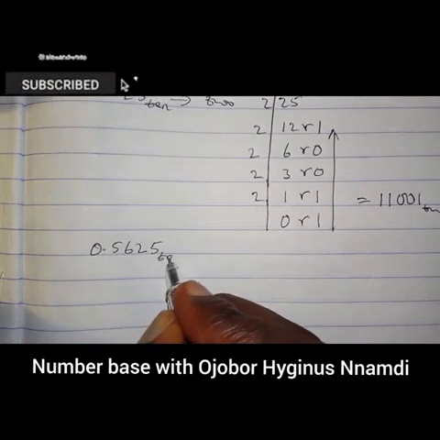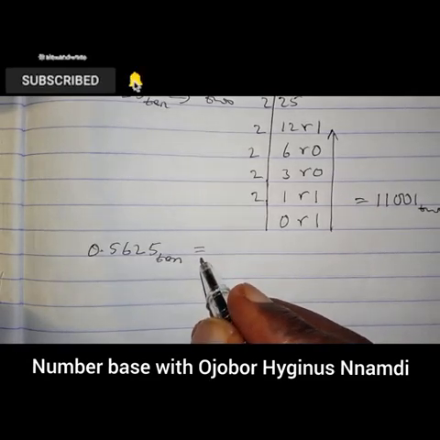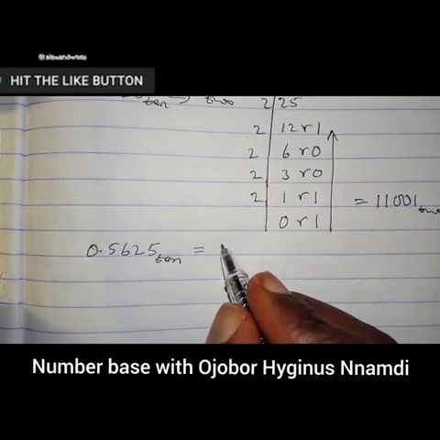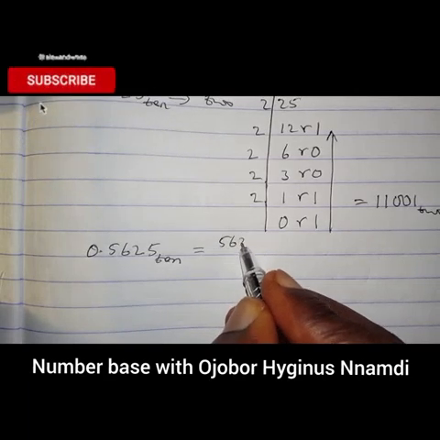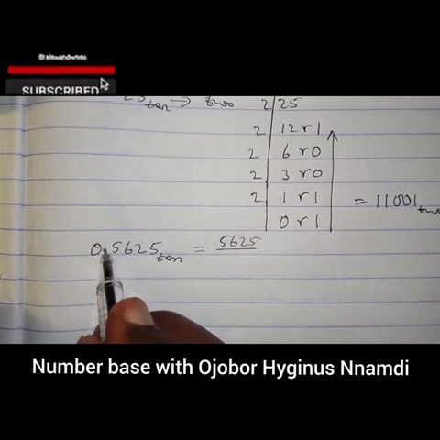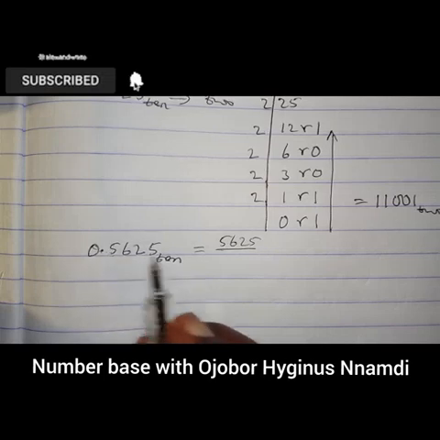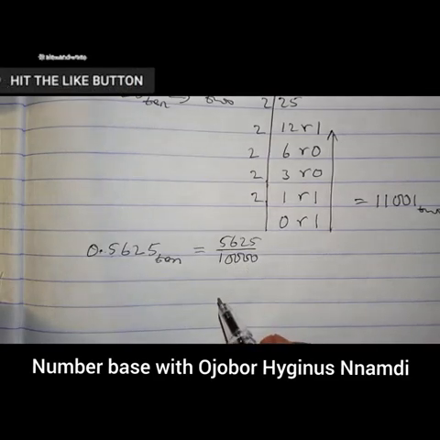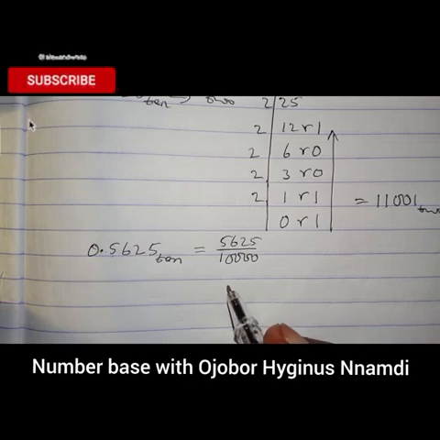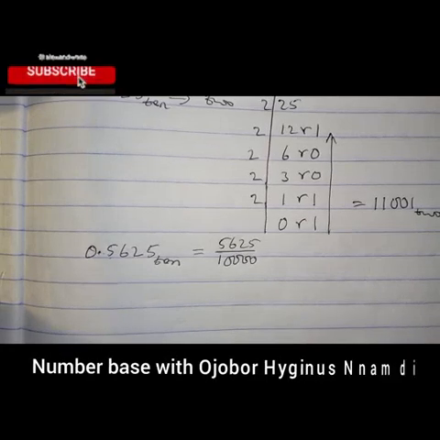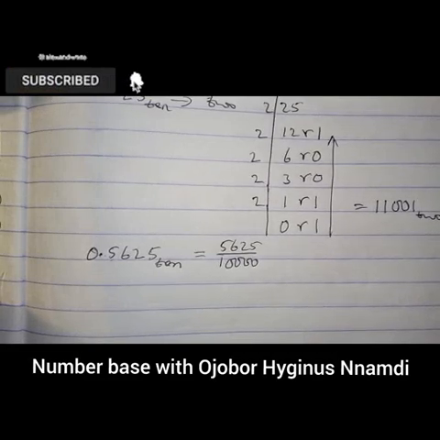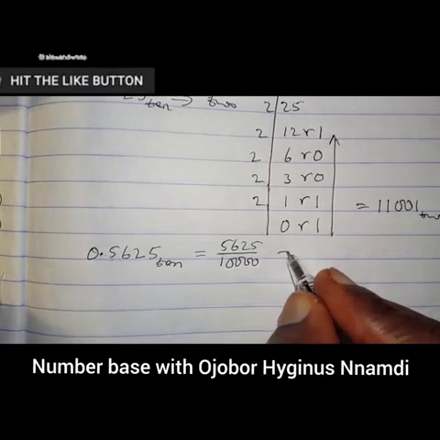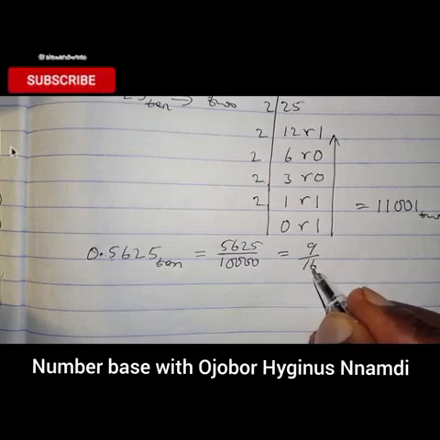0.5625 base 10. The first method, what we have to do is to convert to fraction. Converting 0.5625 to a fraction is going to be 5625 divided by, how many digits do you have after the decimal point? 1 2 3 4. So we are going to have 10000, 4 zeros. So that is it in fraction, and then we'll reduce it to its lowest form. If you reduce 5625 over 10,000 to its lowest form, it will be 9 over 16.